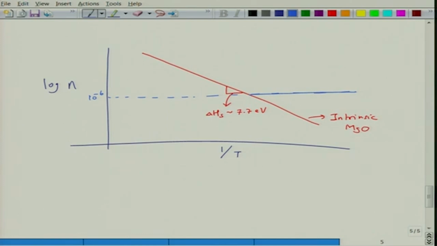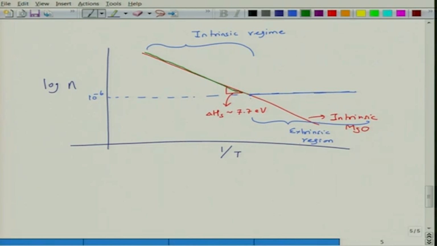So, this region is what we call the extrinsic region. It is only at this point that the intrinsic concentration takes over the extrinsic concentration, and then we reach a regime which is called the intrinsic regime. So, basically, if you want to plot the final concentration plot, it would be something like this.